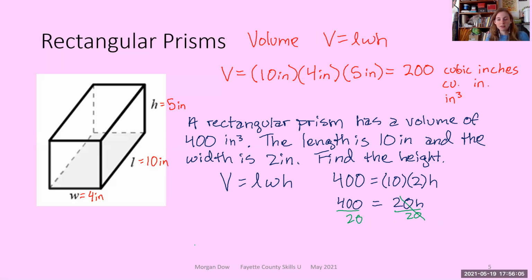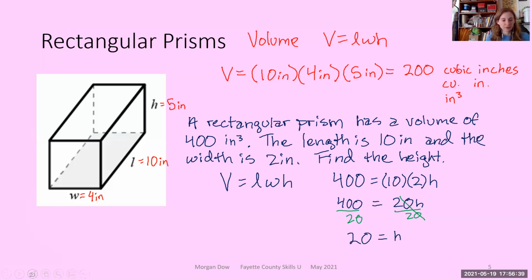Same thing to both sides. This is going back to our unit where we practiced solving equations. This is an application of that skill that we practiced. And so we will be left with h is equal to 20. So for this particular rectangular prism, which has a volume of 400, a length of 10, and a width of 2, the height must be 20. 20 inches, that is. So the height of this prism is 20 inches.